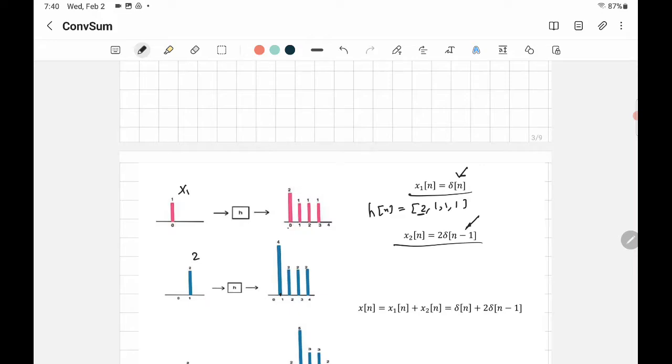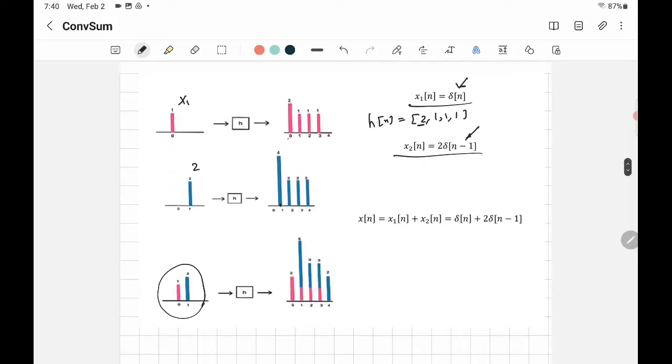But okay, if you have an input consisting of both signals, the red one and the blue one, the output will be the sum of this one and this one. Why? Because this signal x of n is equal to x1 plus x2. x1 gives me y1, x2 gives me y2, so x1 plus x2 will give me y1 plus y2. Superposition. How can we do that? Because we assume from the beginning this is a linear time invariant system.